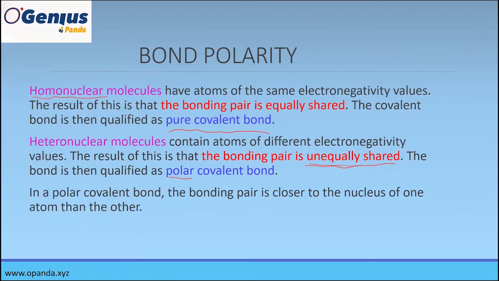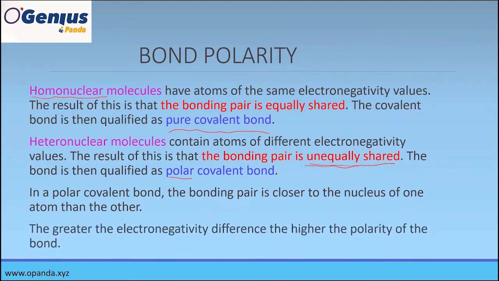And as we said, in a polar covalent bonding, the bonding pair is closer to the nucleus of one atom than the other. So in the example we have just given, the bonding pair will be closer to the oxygen atom than the carbon atom, because the oxygen atom is the one which has a stronger tendency of attracting the bonding pair towards itself.